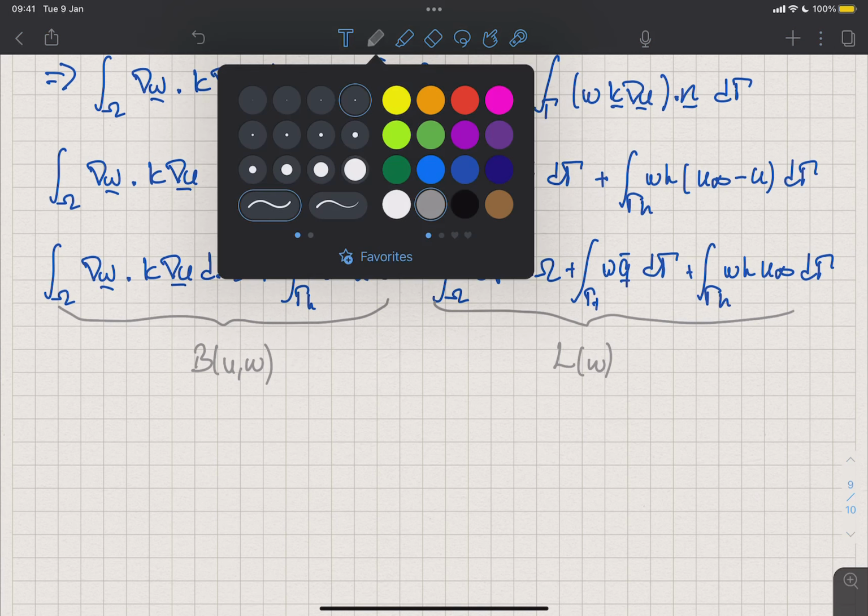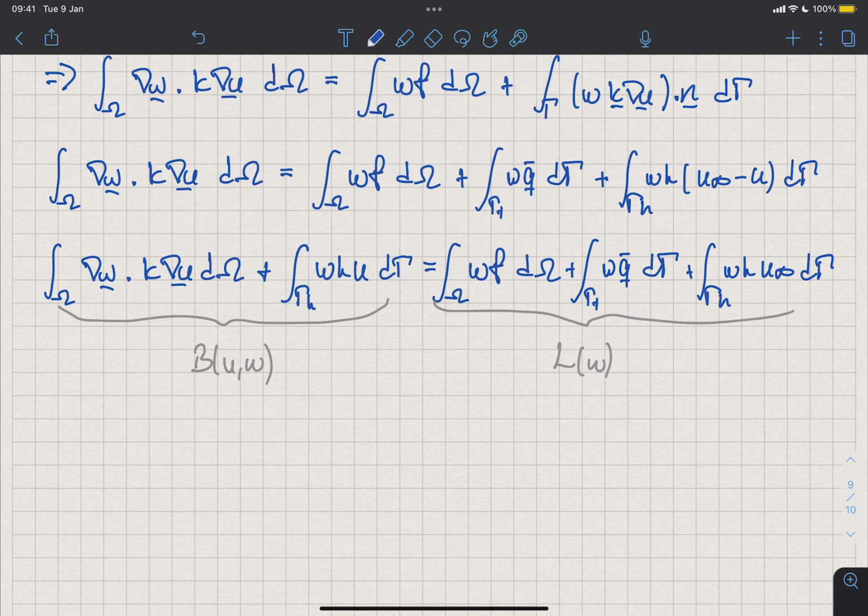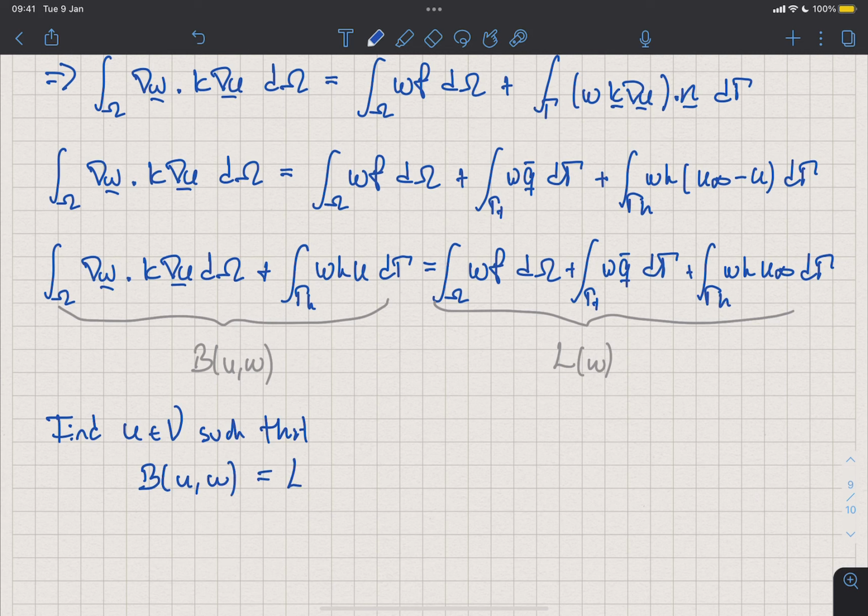Okay, and therefore our weak form of the heat conduction boundary value problem in higher dimension again is: find U belonging to some space of functions such that the bilinear form is equal to the linear form for all functions W in that same space.